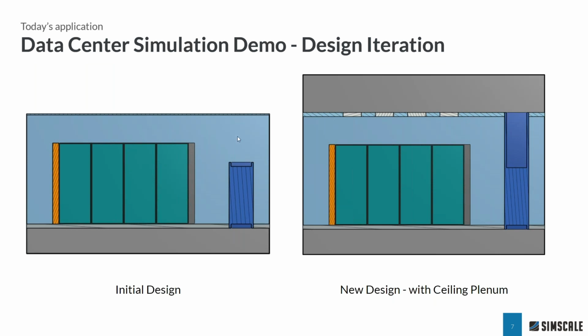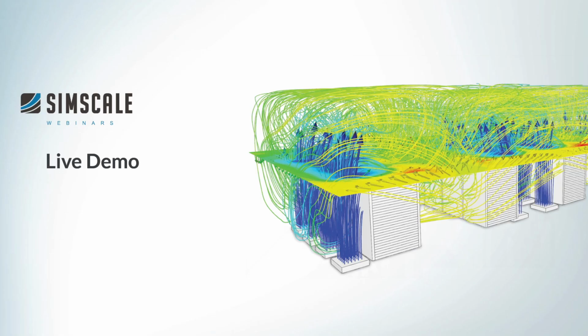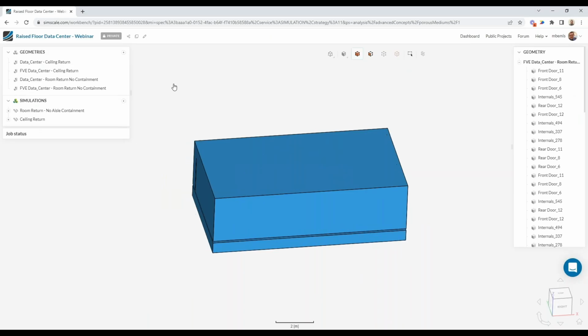Just in case anyone's kind of new, the general airflow direction is clockwise. So in both models, it doesn't really matter. We've got a downflow air conditioner supplying cold air going into the floor plenum, there are floor tiles in front of the cold sides of the racks, and that cycle repeats. So let's jump into the product here. I'm going to pop out of my window and jump into SimScale.